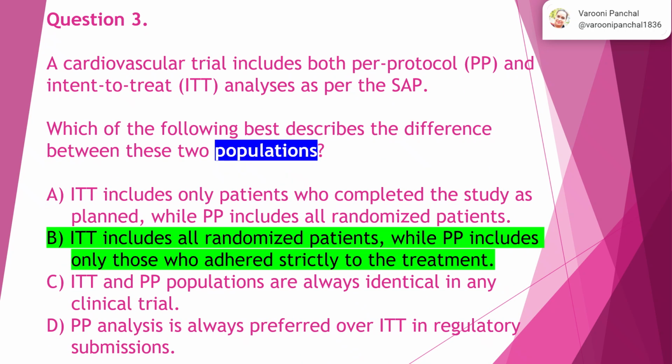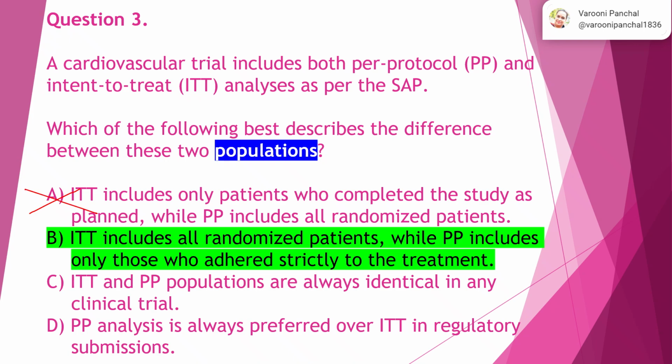Question 3. A cardiovascular trial includes both per protocol (PP) and intent to treat (ITT) analysis as per the SAP. Which of the following best describes the difference between these two populations? Now option A says ITT includes only those patients who completed the study as planned, while PP includes all randomized patients. Now this particular option is vice versa, so this is not the right answer.